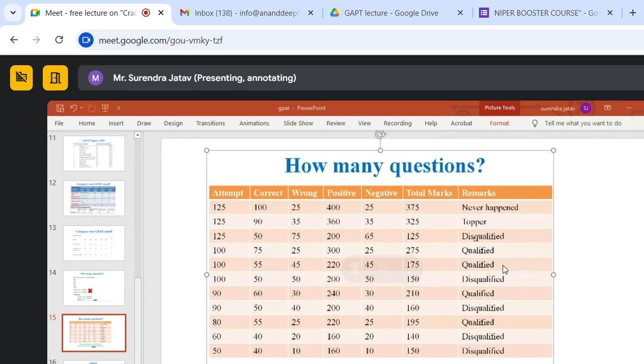Praveen. Yes, sir. Are you getting what is the purpose of this lecture? For cracking the GPAT, sir. Okay, right, good. Shivam Tiwari, are you getting what is the purpose of this? Yes, sir. Okay, good.